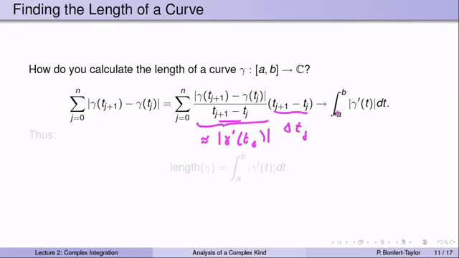As before, as n goes to infinity, this sum goes to the integral from a to b of |gamma prime of t| dt. In other words, the length of gamma can be found as the integral from a to b of the absolute value of gamma prime of t dt. This is true for any smooth or piecewise smooth curve gamma. For smooth or piecewise smooth curves gamma, you don't have to worry about the length not existing. Those all have a length, and it can be found in this way.